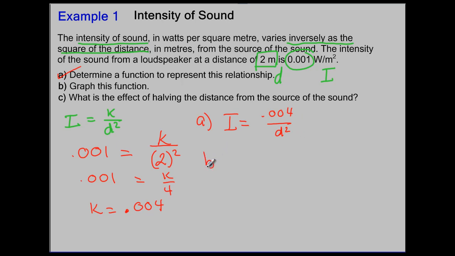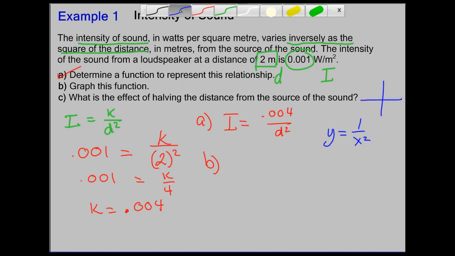Part B asks us to graph this. If we reflect back, this looks very similar to 1 over x squared, and instead of the constant being 1, it's 0.004. This was our very practical and famous Atari-like symbol, which is called the reciprocal of a quadratic. And that's really the same thing that we're doing here.